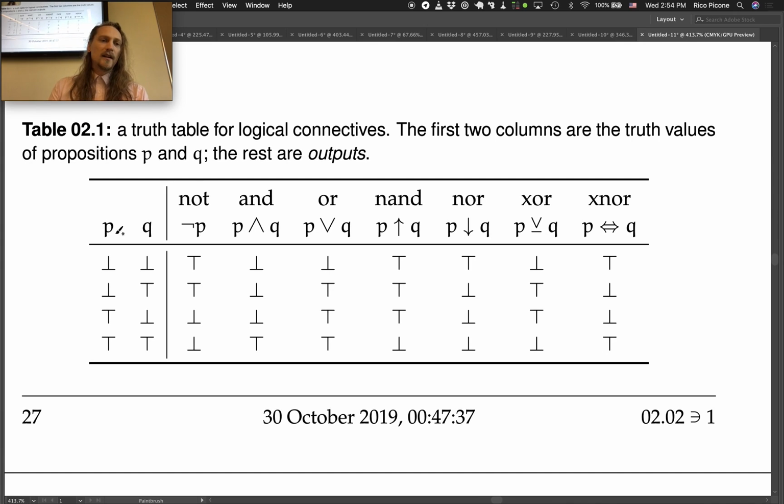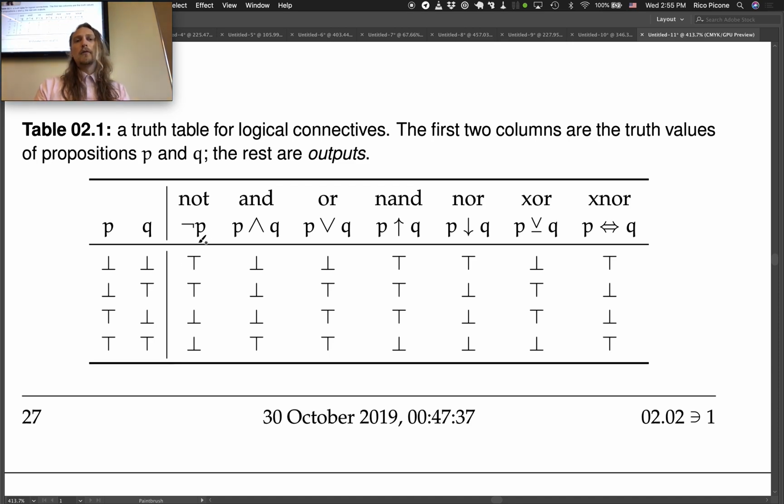Proposition P in this first row is false, and proposition Q is also false. In the second row, we have P being false and Q being true. In the third row, we have P being true and Q being false. And finally, in the fourth row, P and Q both true. So we're going to look at what happens when we use these logical connectives for each of these cases, going by row.